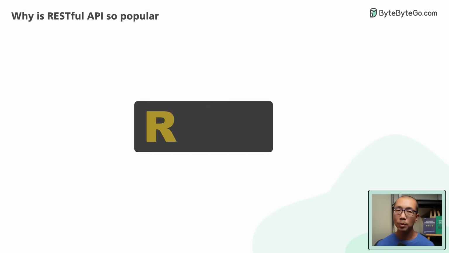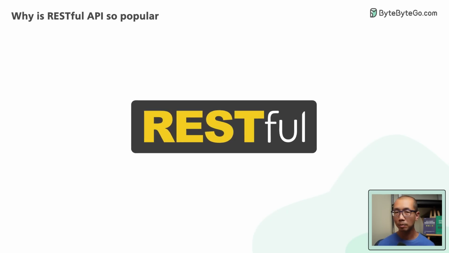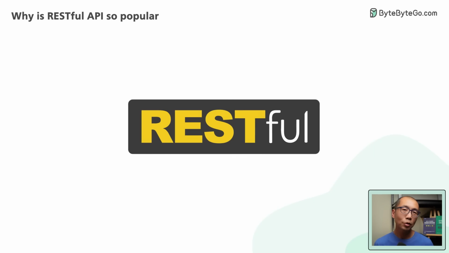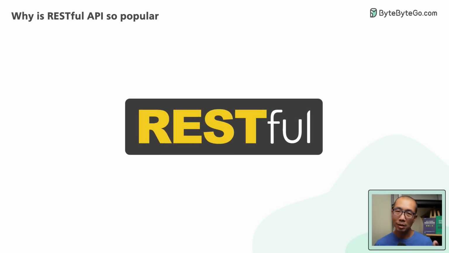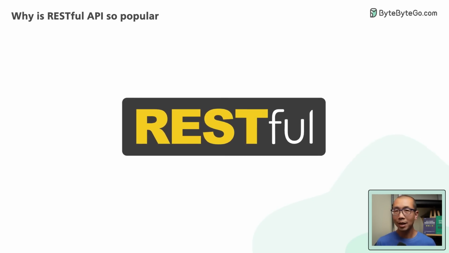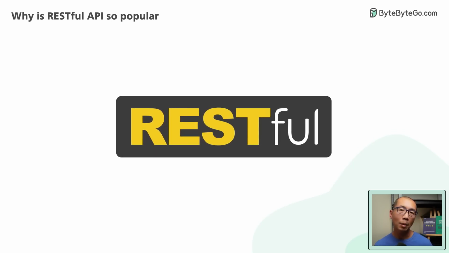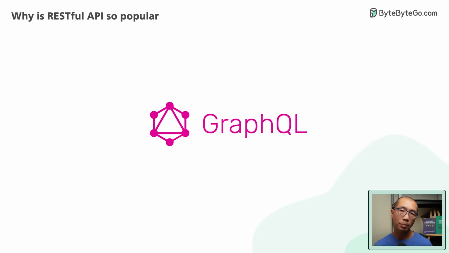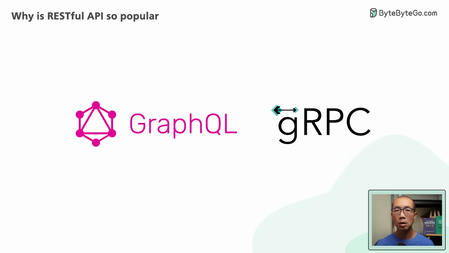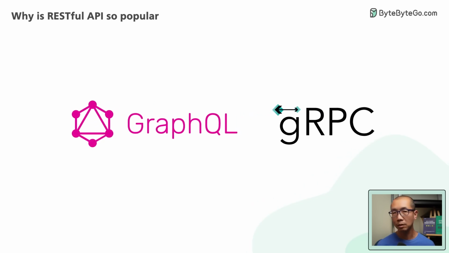RESTful API is simple and effective when applied sensibly. It may not be the best choice for all companies, but it is simple and good enough, and that's why it is so widely used. There are other popular API options like GraphQL and gRPC. We'll discuss those and compare them in separate videos.